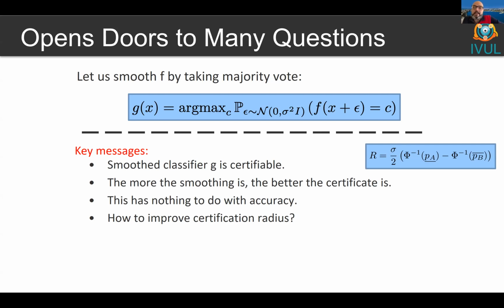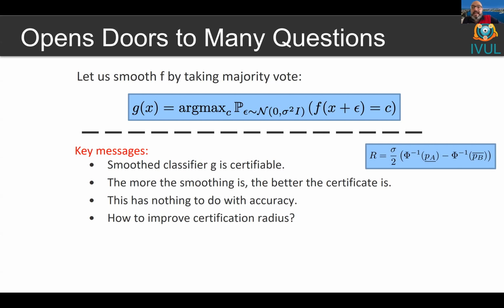The answer is not necessarily, because like I said, PA and PB are a function of sigma. If you increase sigma, it means you're smoothing more harshly. Your PA and PB might get closer to each other, and therefore that difference that you see in the radius gets smaller. So it's not necessarily true that this radius just increases linearly with sigma.